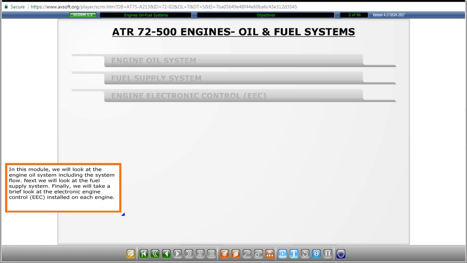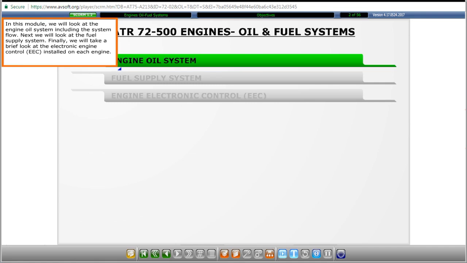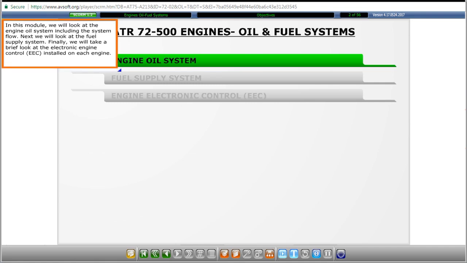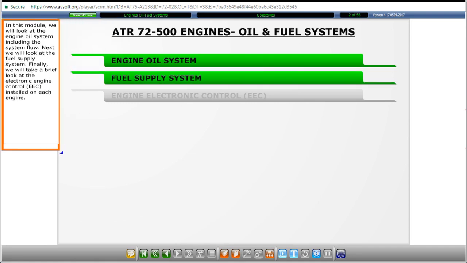In this module, we will look at the engine oil system, including the system flow. Next, we will look at the fuel supply system. Finally, we will take a brief look at the electronic engine control installed on each engine.